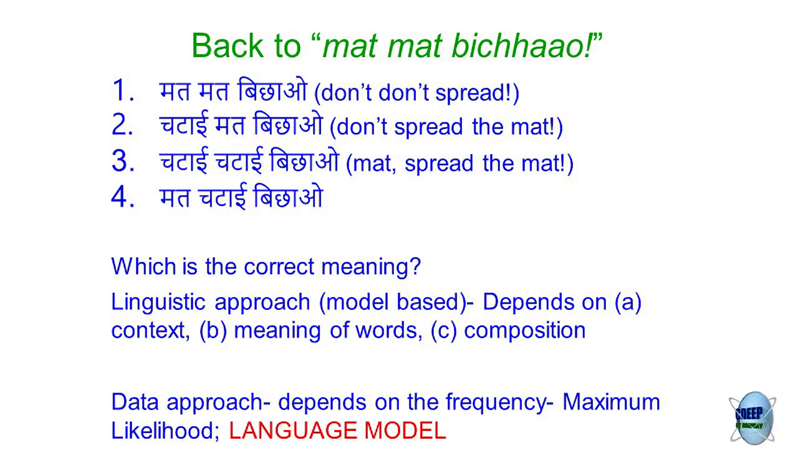The other approach is the data approach. It depends on the frequency, that is maximum likelihood, and that is what the language model does. So out of these four meanings, which one is most likely, you think? Second one? Chatai mat bichhao, mat mat bichhao. Why would you say that? Why is it mat mat bichhao?